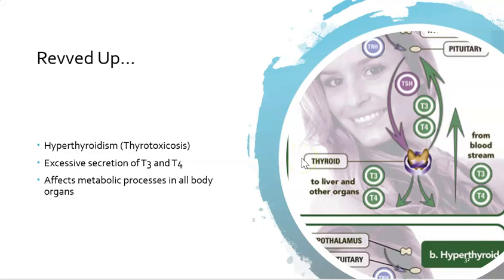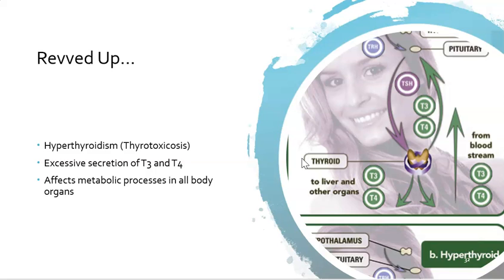So we've got revved up, so they can have excessive secretions of T3 and T4, and this is going to be affecting the metabolic process in the body. So everything is increased, their metabolism is up. They can eat a lot of food and not gain any weight. I used to think, oh gosh, I wish I had hyperthyroidism and not hypothyroidism. But hypothyroidism, which we're going to talk about in a minute, is a lot easier to manage than hyper. And hyper has a lot more manifestations. So everything is revved up.